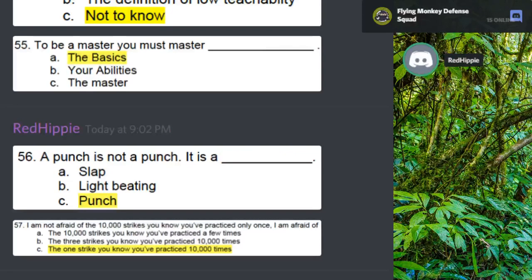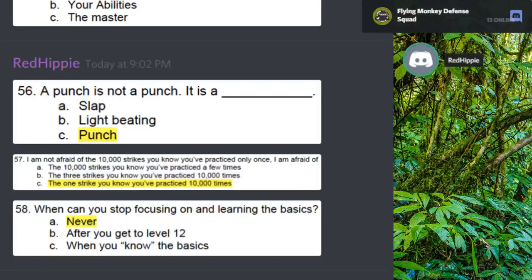When can you stop focusing on learning the basics? Never. That's correct. Another answer that's possible is when you are so excited to be learning the basics that you can't stop doing the lessons and learning the basics, then you can stop.